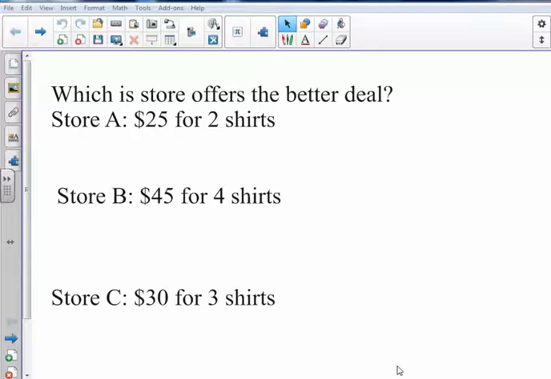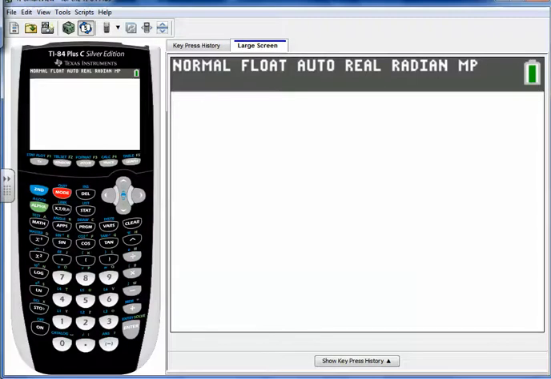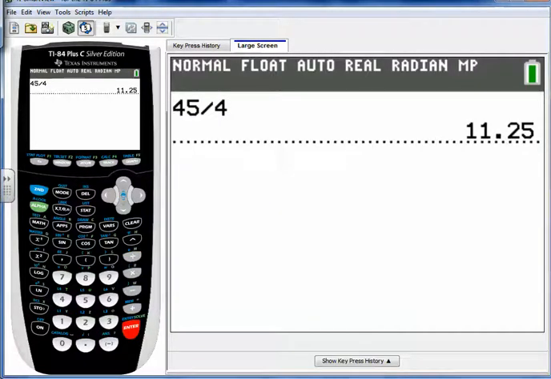But what you should consider before doing that basic math calculation is if you wrote this, this is like $25 per two shirts. This is $45 per four shirts, and this is $30 per three shirts. This will get you $10 per shirt, and $45 divided by 4 gets you 11.25 per shirt.